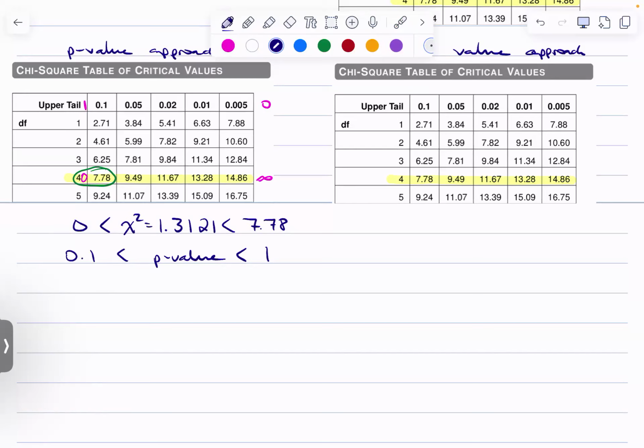So now I have a p-value. From the p-value, I can draw my conclusion, right? If my p-value is less than the alpha level, we weren't given an alpha level, so we'll use 0.05, then I have enough evidence to reject H0, but in this case, it's not less than 0.05, right? If it's wedged somewhere between 0.1 and 1, it's bigger than 0.05. So then I don't have enough evidence to reject H0.